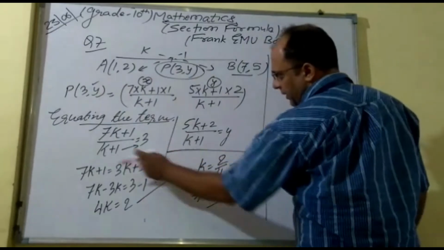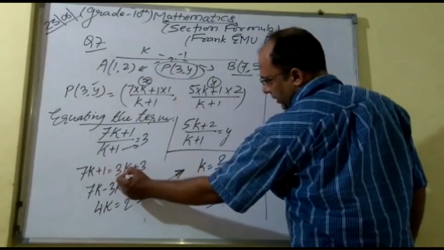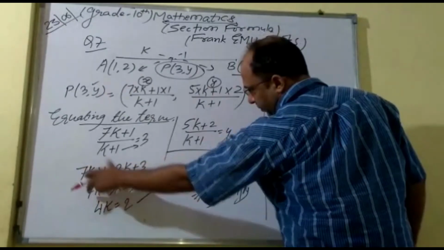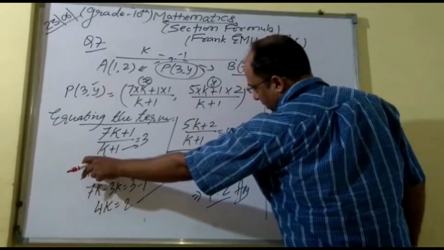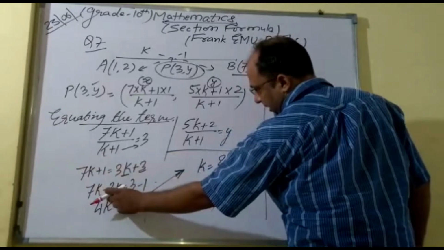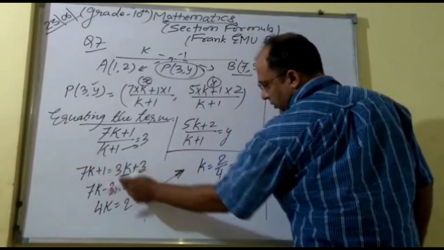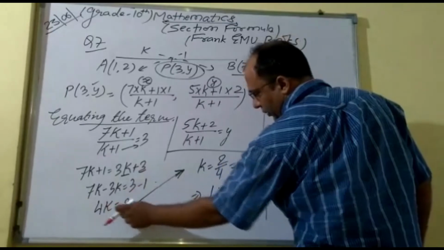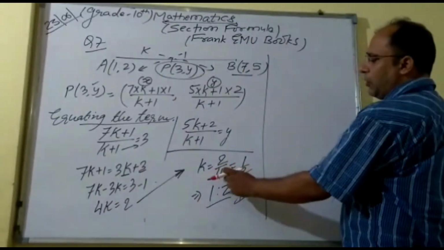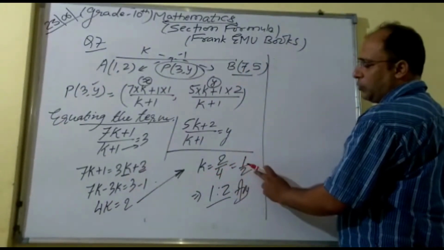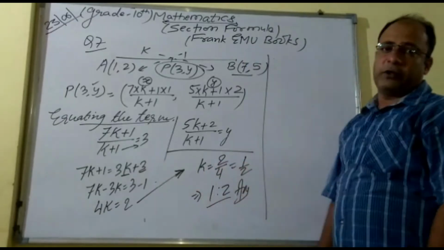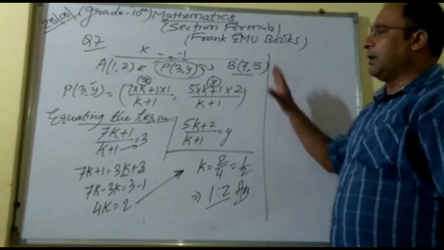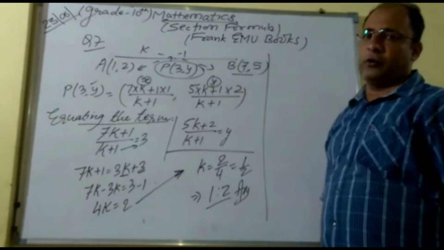So on solving it, cross multiply: 3k plus 3. Now take all k together, so 7k goes this side, minus 3k, equal to 3 minus 1, which is 2. So 4k equal to 2, k equal to 2 upon 4 equal to 1 by 2. So the ratio will be 1:2. Okay, so these are the questions, and this is how to do such kind of questions.